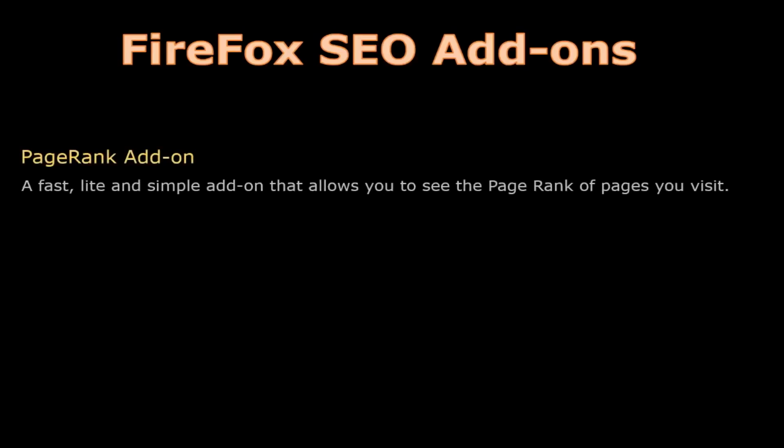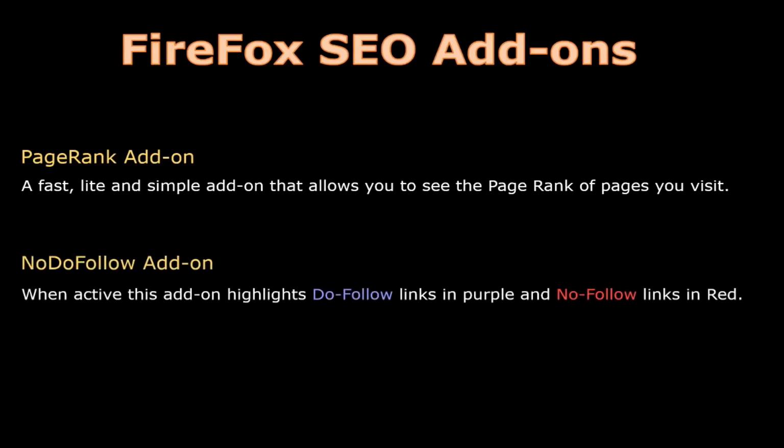PageRank add-on. PageRank add-on is a fast, light, and simple add-on that allows you to see the page rank of pages you visit. No Do Follow add-on. When active, this add-on highlights Do Follow links in purple and No Follow links in red. The URL links to both of these Firefox add-ons can be found in the resources spreadsheet.